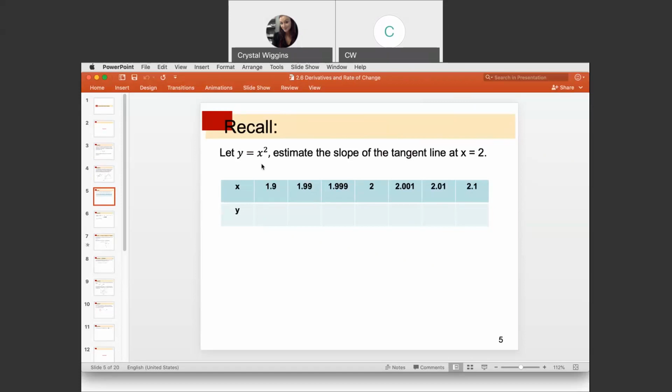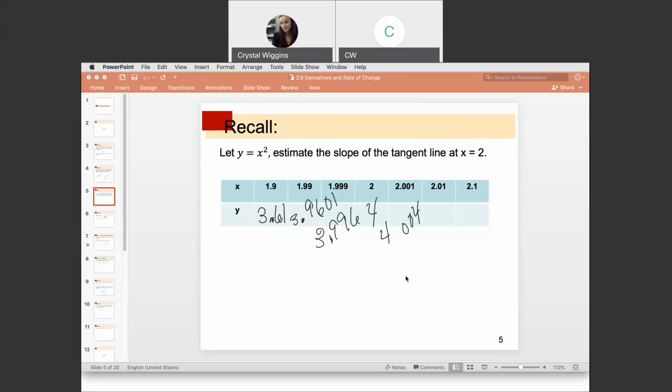So if I fill in this chart based on what my calculator has told me the y values are, the y value for 1.9 is 3.61. The y value for 1.99 is 3.9601. The y value for 1.999 is 3.996. The y value for exactly 2 is 4. The y value for 2.001 is 4.004. The y value for 2.01 is 4.0401. And the y value for 2.1 is 4.41.